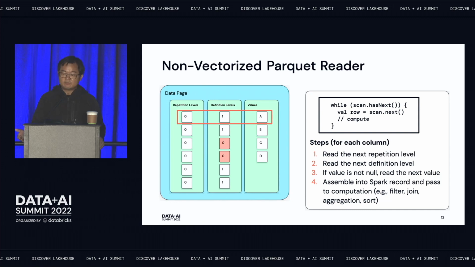And after it's done the process for all the columns in the read schema, it needs to assemble them into a single Spark record and then pass that to the computation. So as you can see, there's a lot of context switch here between the scan and the computation. The computation can be quite complex, and it could be filter, aggregation, sort, join, and so on.